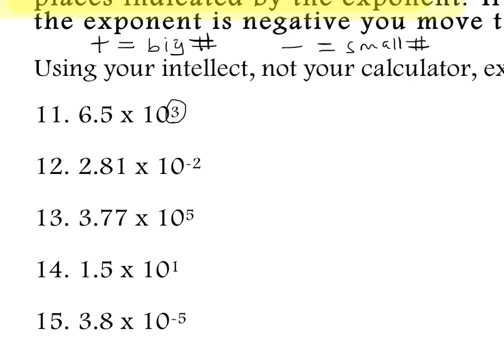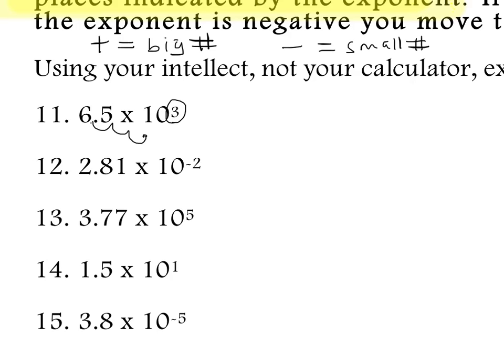So I can kind of just think common sense here. My exponent of 3 means that I need to move my decimal place 3 places, and because it's positive, I need to move it in the direction that's going to make a big number. And most of us can usually think that one through without having to memorize if that's to the left or to the right. Yeah? So if I move my decimal 1, 2, 3 places to the right, it's going to make a bigger number.